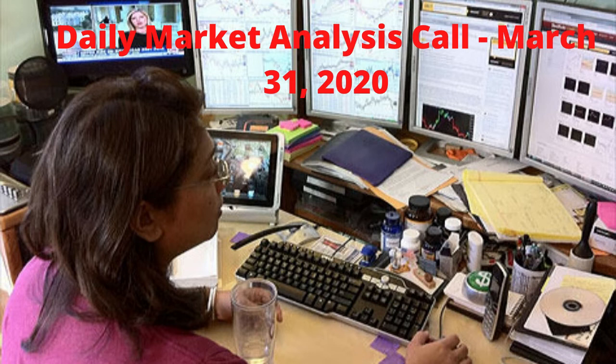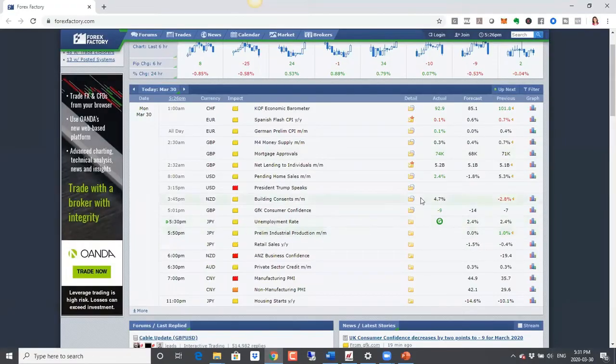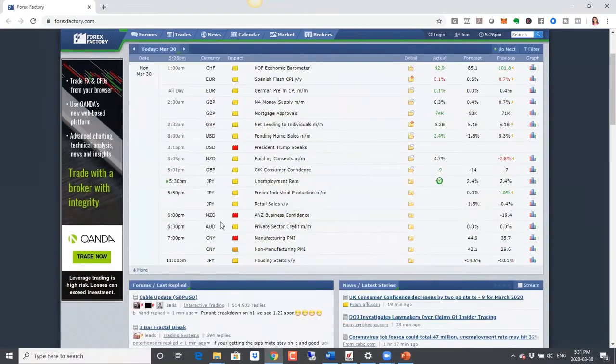As usual, we'll start off by taking a look at our calendar here. All right, so in terms of our data here, we did have some positive numbers come out today. And in the Asian session here, we have business confidence numbers from New Zealand, as well as manufacturing PMI numbers from China. So if the business confidence numbers come in below expected for New Zealand, then we'll be expecting to see the New Zealand dollar drop. And also the PMI numbers, if they come in below expectations for China, then it will have a negative impact on the Australian dollar as well as the New Zealand dollar. So that's something to keep in mind.